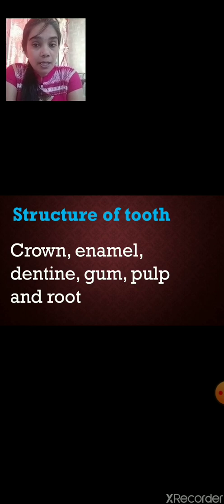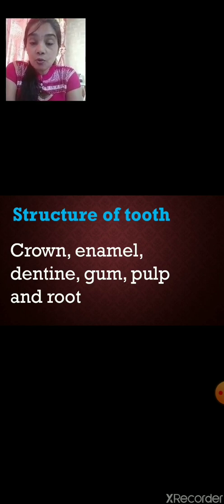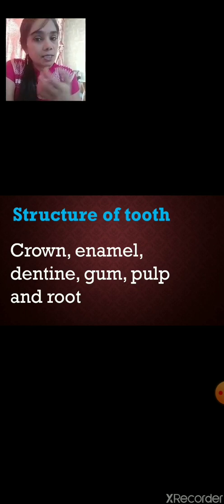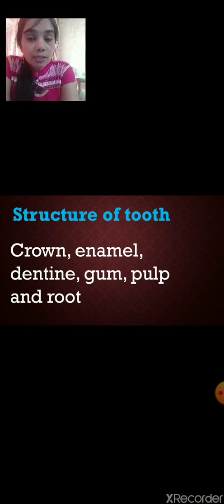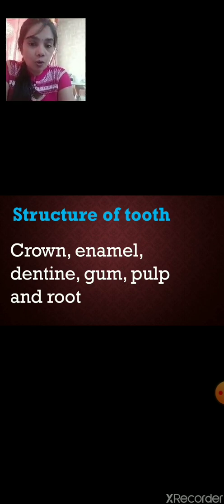This pulp contains blood vessels and nerves. The part of the tooth that is inside the gum is called the root. So what is root? The part of the tooth that is inside the gum. It holds the tooth firmly in place, just like the root of a plant. All these diagrams, pictures, parts and labeling are shown in the previous videos. You can refer to those videos also.